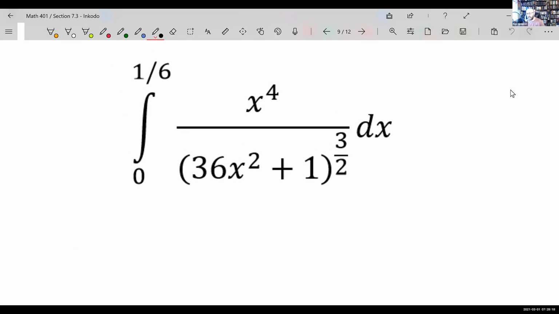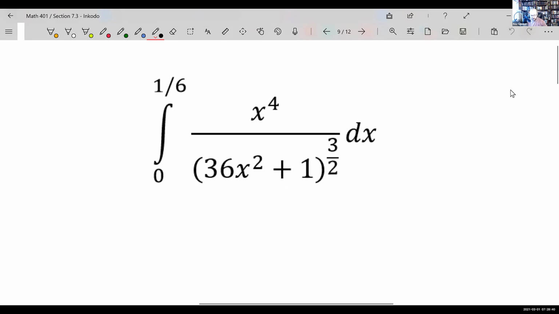Often, sadly, I don't do definite integrals in lecture, and it's not because I don't like them. It's just because timing-wise, it forces an extra little bit of work there, and I didn't want to burn that time. But I think this is a good one to talk about, especially with trig subs.